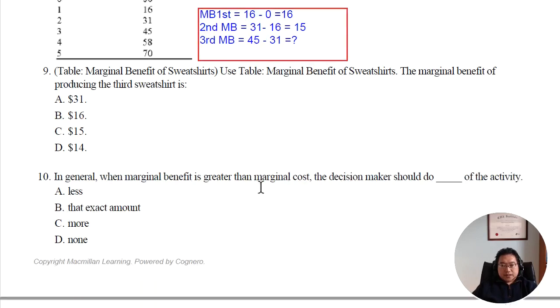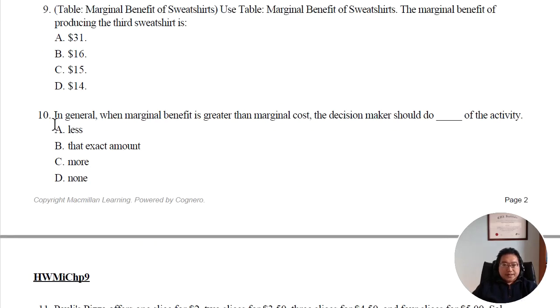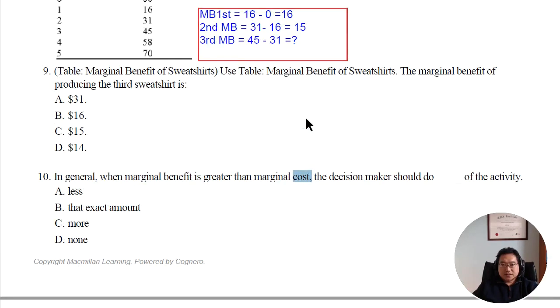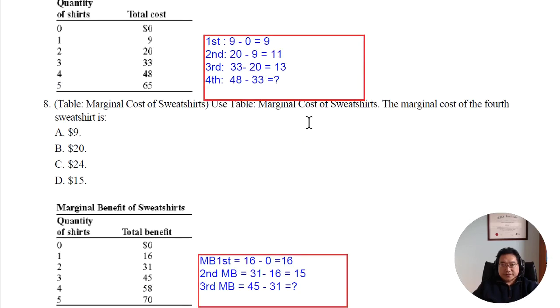Okay, let's look at question 10. In general, when marginal benefit is greater than marginal cost, the decision maker should do what? More or less, or the exact same amount of the activity. So you do a little bit more or less, or stay where you are. Right? Now, this situation is marginal benefit is greater than the marginal cost. Let's say, what do we have?